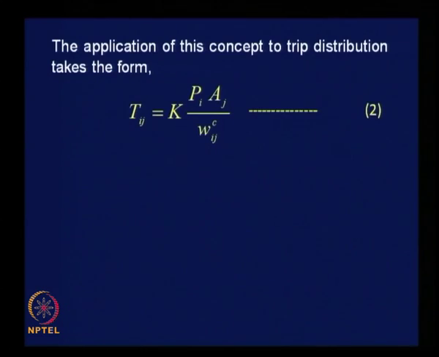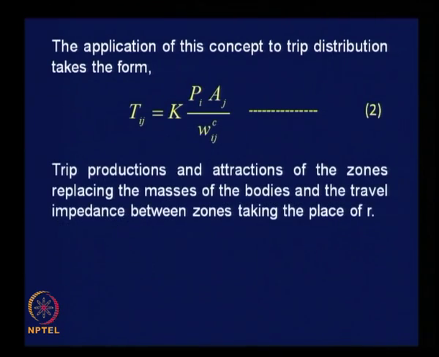The application of this concept to trip distribution takes the form Tij is equal to K times Pi Aj divided by Wij raised to power C. Trip productions and attractions of the zones replace the masses m1 and m2 of the bodies, and the travel impedance, which is a proxy for generalized cost of transportation between zones, takes the place of r. Otherwise structurally this equation is similar to equation 1.